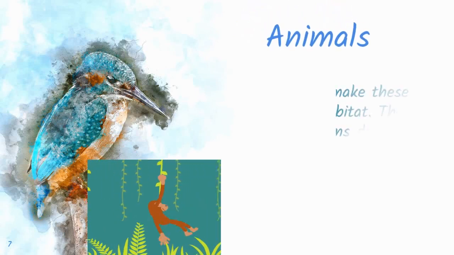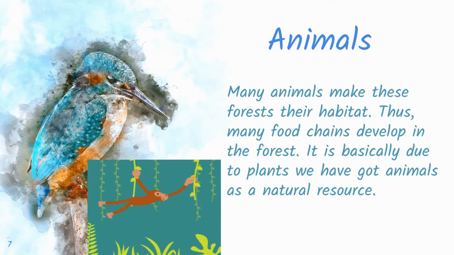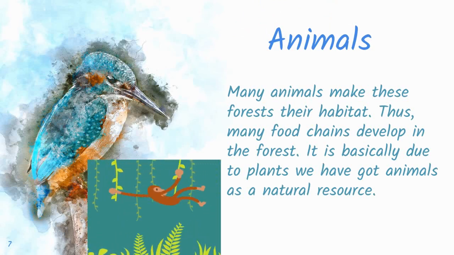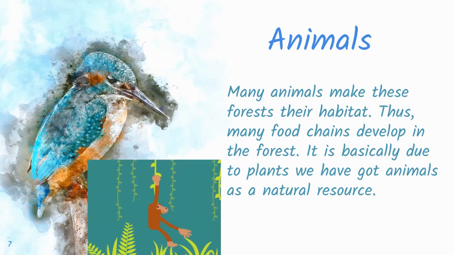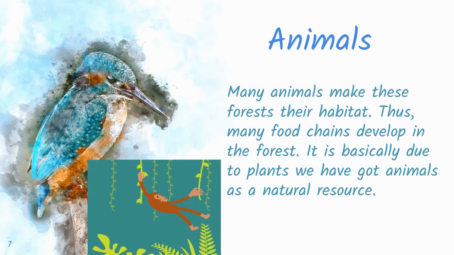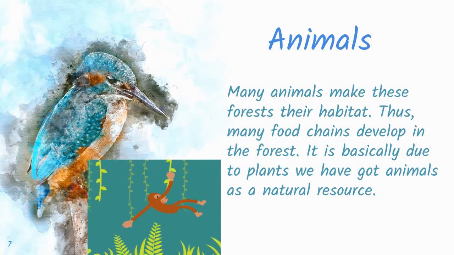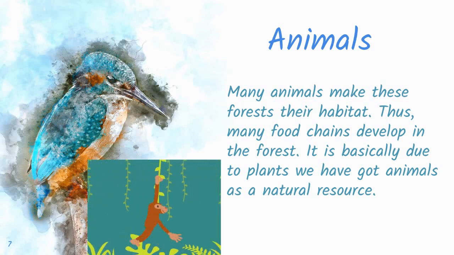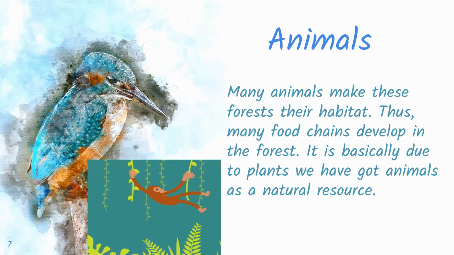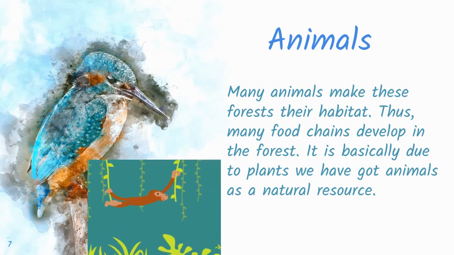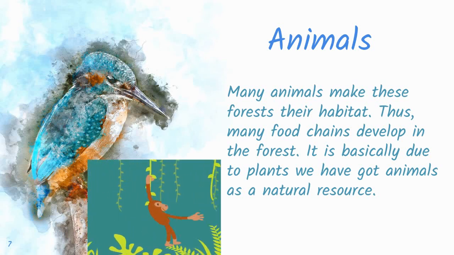Many animals make these forests their habitat. Habitat basically means a place where you can live. Animals who prey on the plant eating animals also live in the forests. Thus, we know there are carnivores as well as herbivores living in a forest. Carnivores are those animals that prey on plant eating animals, and herbivore animals are those that eat plants. Thus, many food chains develop in the forest.